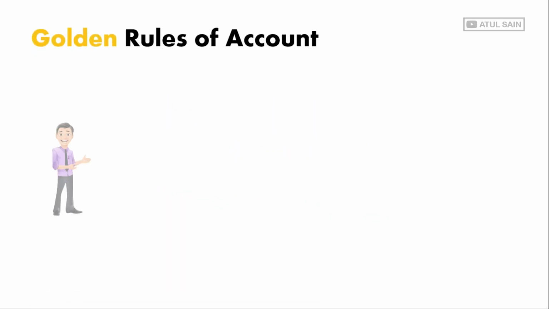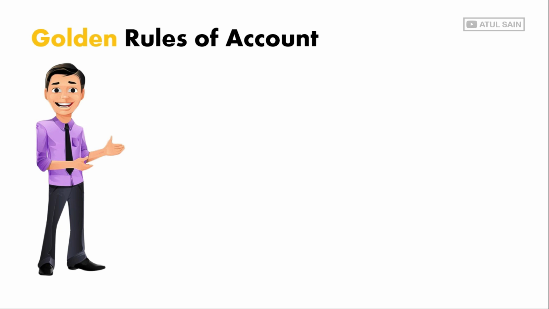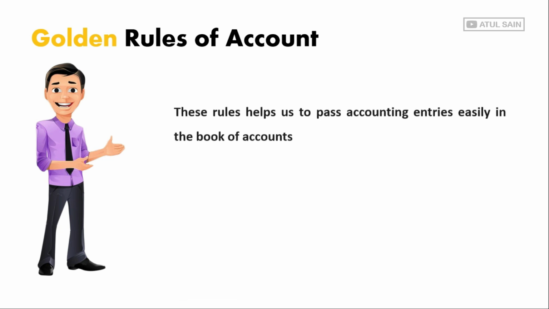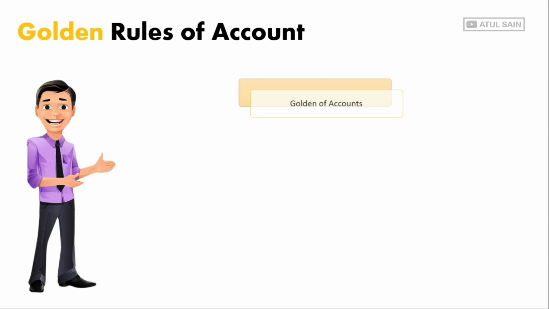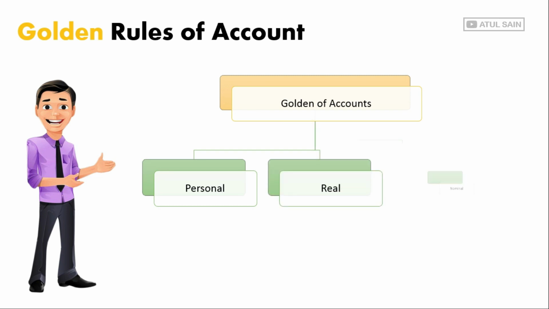So here, if I talk about the golden rules of account, they are divided according to account type. These rules basically help us to pass accounting entries easily in the books of accounts. Let's see what these are. So here, golden rules of account, as I had said, are divided into personal, real and nominal accounts.